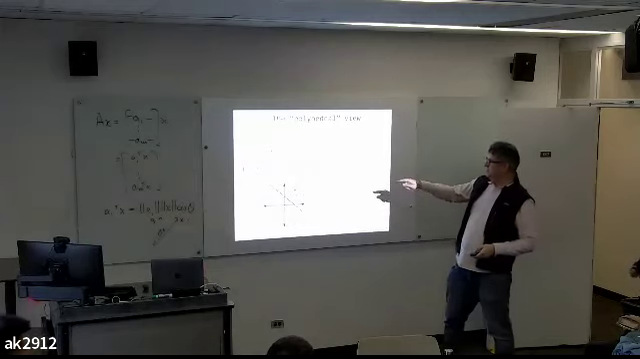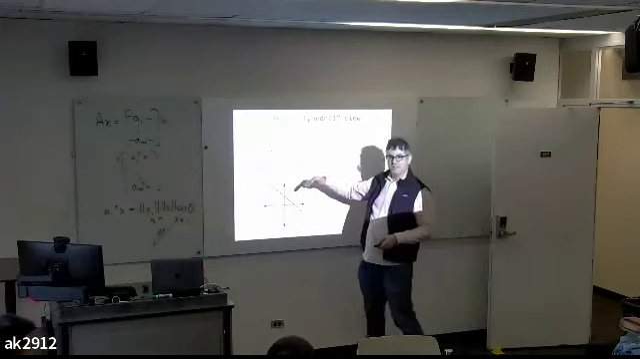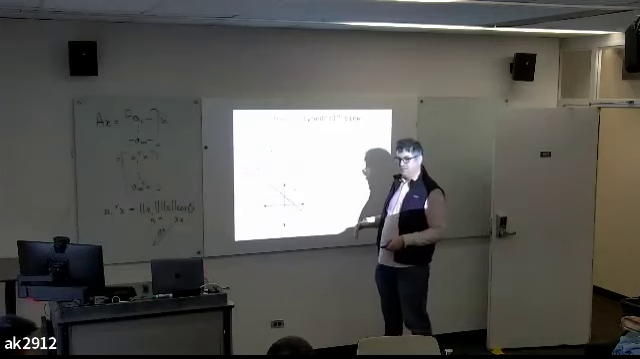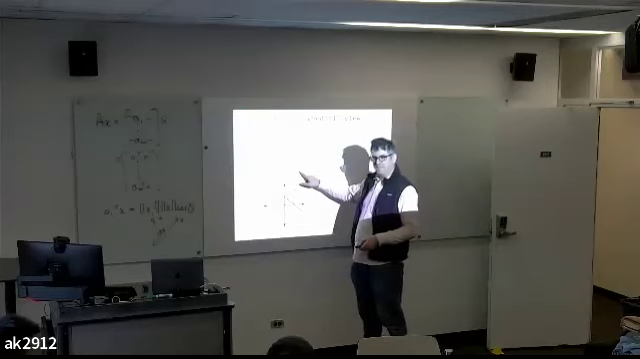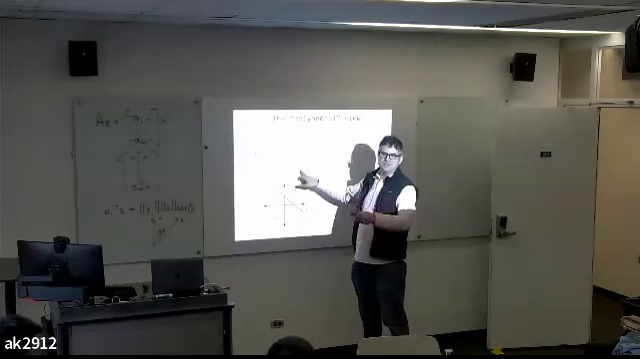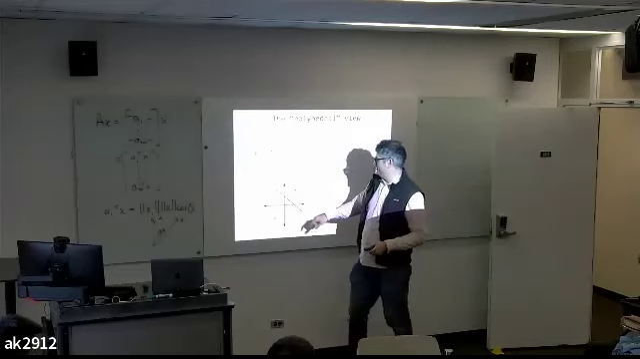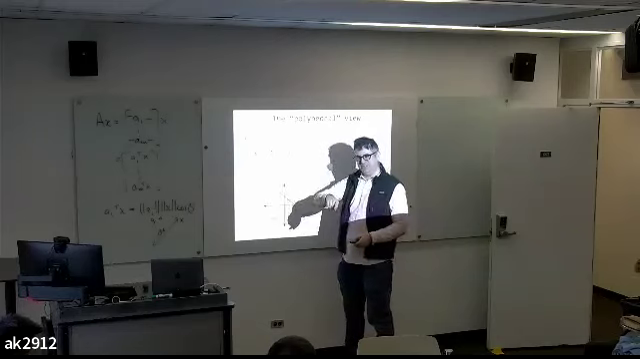The origin is in it if b_i is positive, otherwise it's not. If b_i is positive, then the origin should be shaded, otherwise not. I guess that's another way to do it, right? But I guess that's one way, yeah.